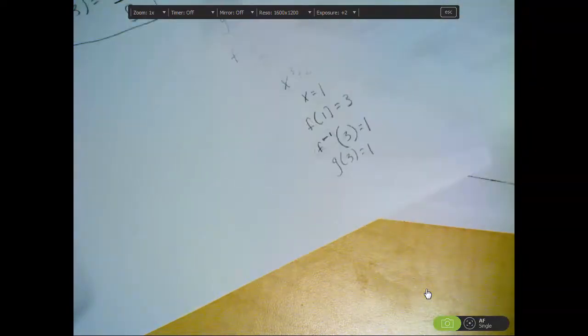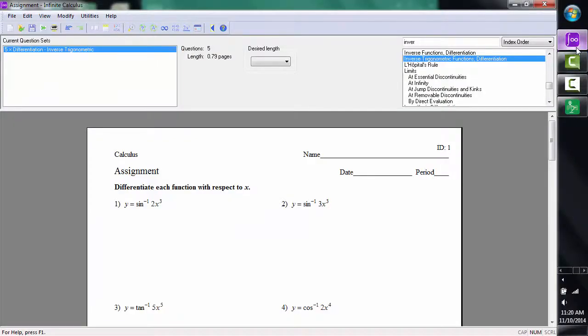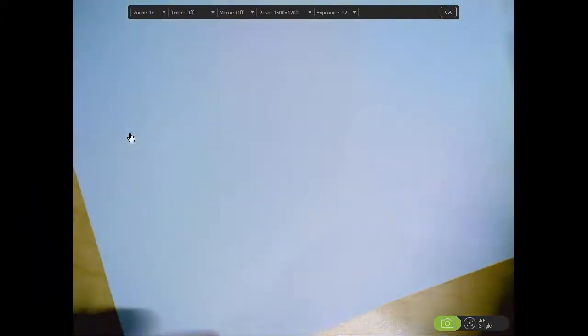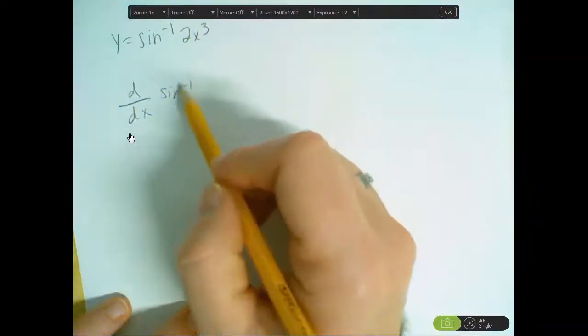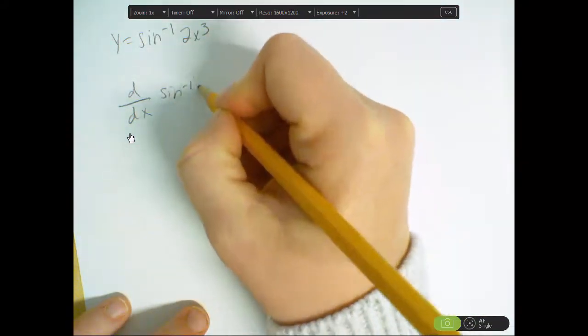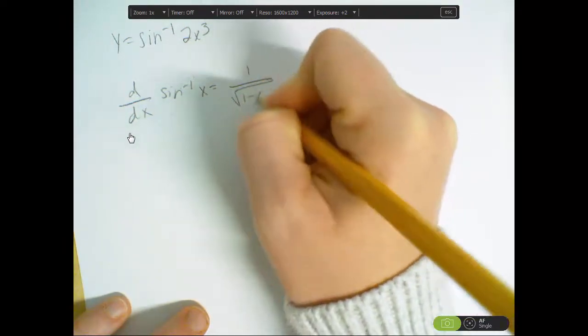So let's try a few problems. The first one I want to try is y equals inverse sine of 2x cubed. Okay, so back to our little formula sheet. The derivative d dx of arc sine, remember this does not mean 1 over sine, this means arc sine, the angle whose sine is x, is 1 over square root of 1 minus x squared.